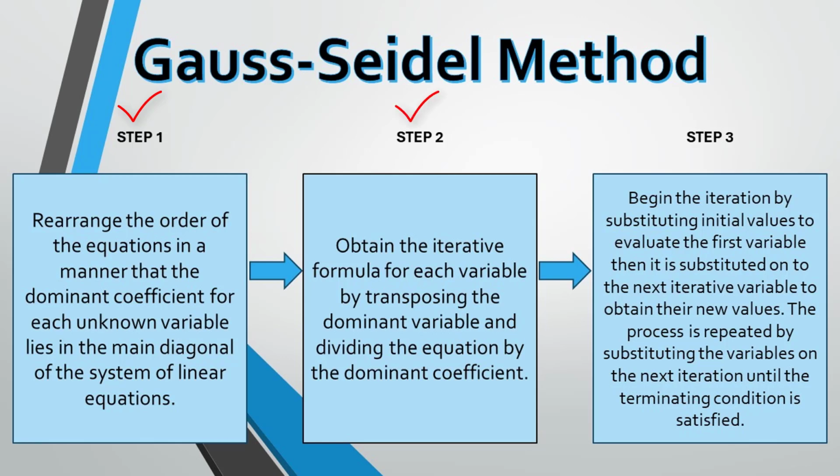Step 2. Obtain the iterative formula for each variable by transposing the dominant variable and dividing the equations by the dominant coefficient. Step 3. Begin the iteration by substituting the initial values to evaluate the first variable, then it is substituted onto the next iterative variable to obtain their new values. The process is repeated by substituting the variables on the next iteration until the terminating condition is satisfied.